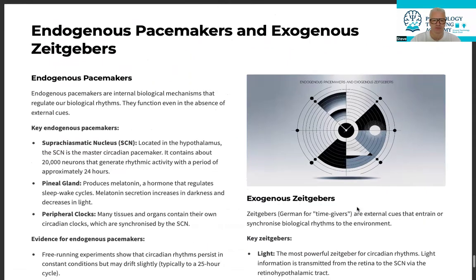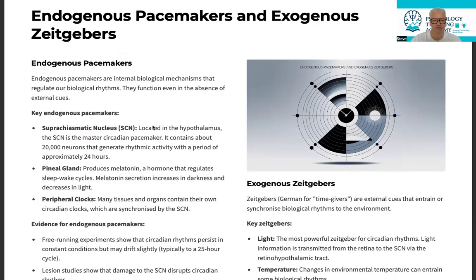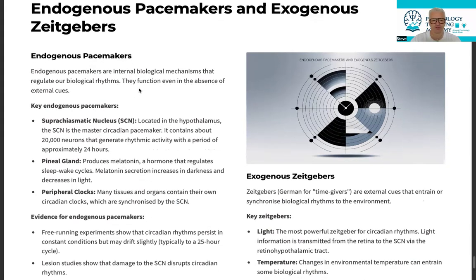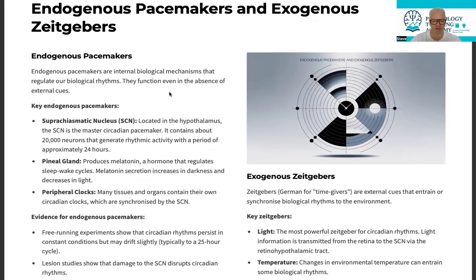The endogenous pacemakers and exogenous zeitgebers. So the endogenous pacemaker is your biological clock, which is governed by the suprachiasmatic nucleus in the hypothalamus. As mentioned before, the pineal gland produces melatonin, which is a sleep hormone, regulates sleep. So as melatonin goes up, obviously when it's dark at night, and then as the light hits your eyes in the morning, the melatonin will go down.